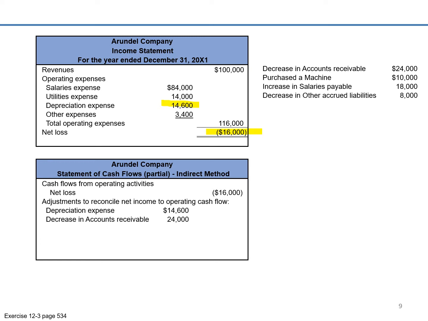Then we purchased a machine. Well, what do we know about a machine? That's not an operating activity, right? So we can skip that one.